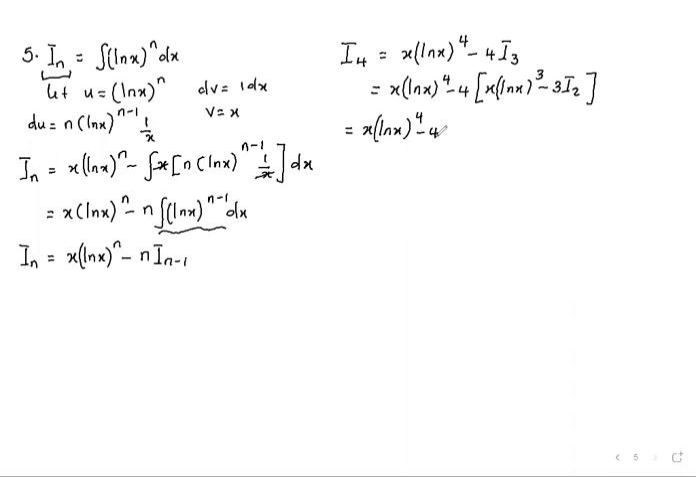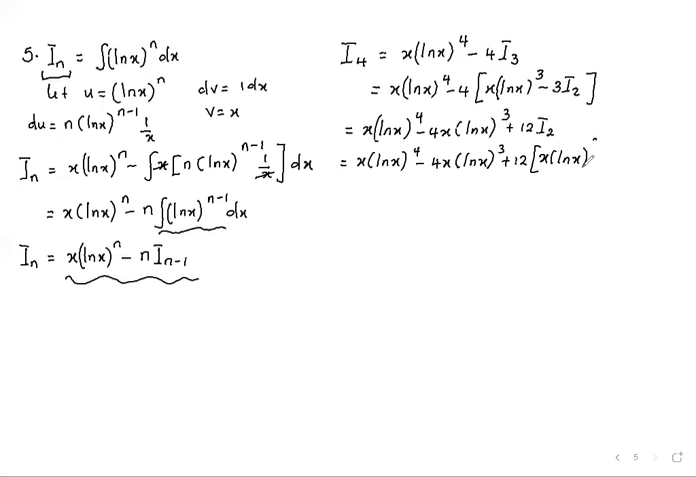So maybe to avoid making mistakes, we expand here. So we have 4x (ln x)^3, plus 12, the integral, when n is 2. So now we place that integral. So we have x (ln x)^4 minus 4x (ln x)^3 plus 12, open, n is now 2. So we are substituting in here. So we have x (ln x)^2, minus 2, the integral, 2 minus 1, we get 1.